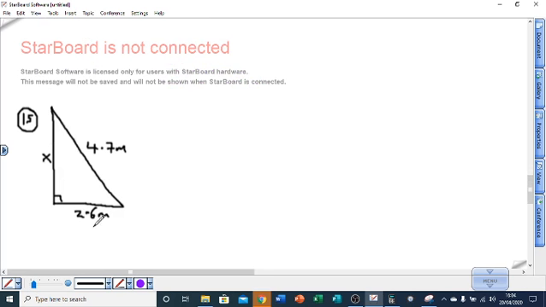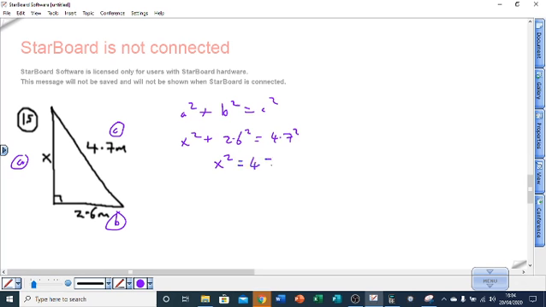Now, only sides involved, so it's Pythag. So this is the important one. This is C, this is A, and this is B. So a squared plus b squared equals c squared. A, well, that is my x squared, plus my b, which is 2.6 squared, is equal to 4.7 squared. Now I'm trying to get this on its own, so it's got to be thrown over and becomes a minus, take it away from both sides.